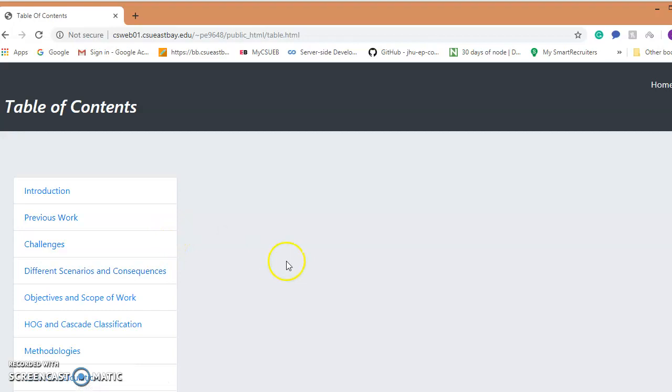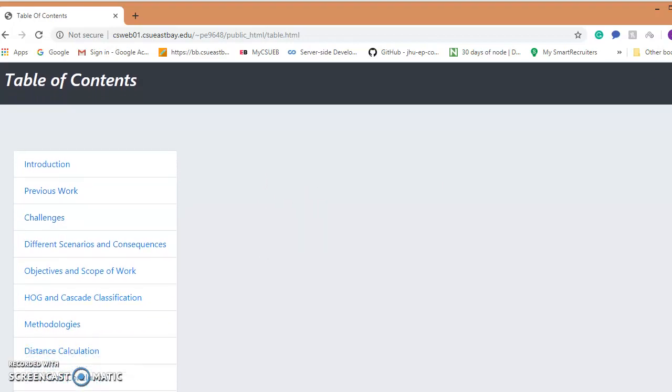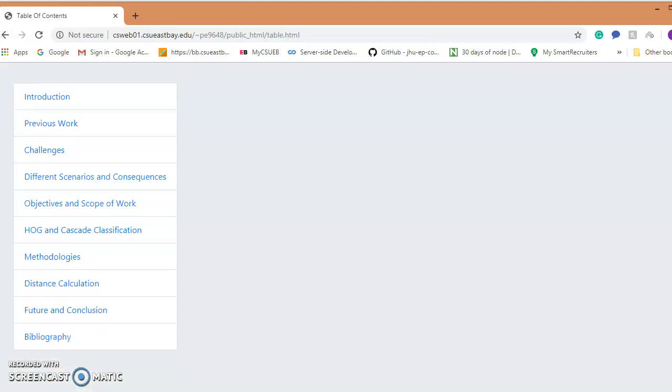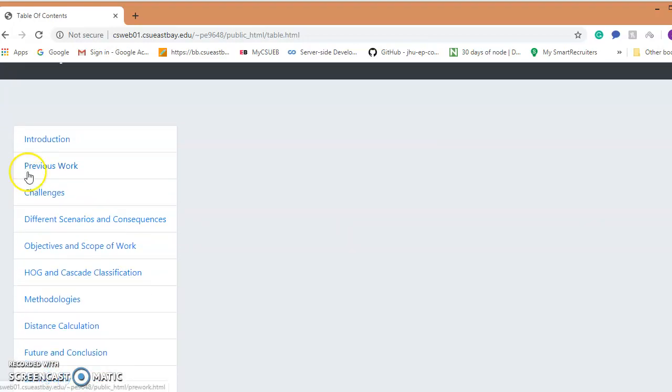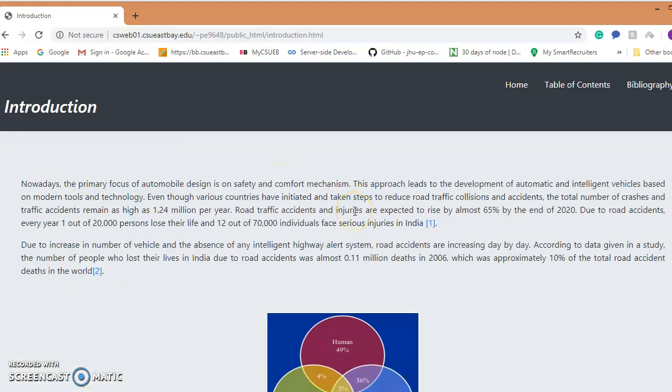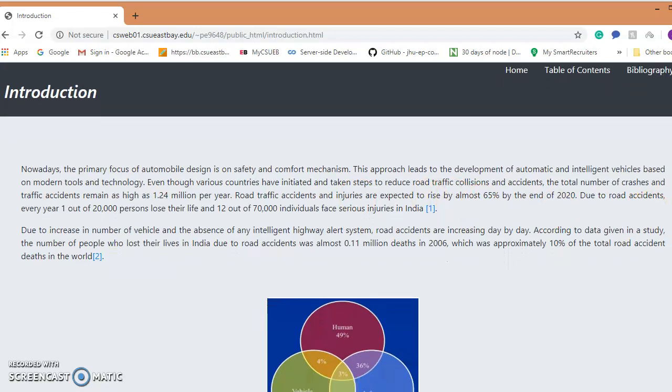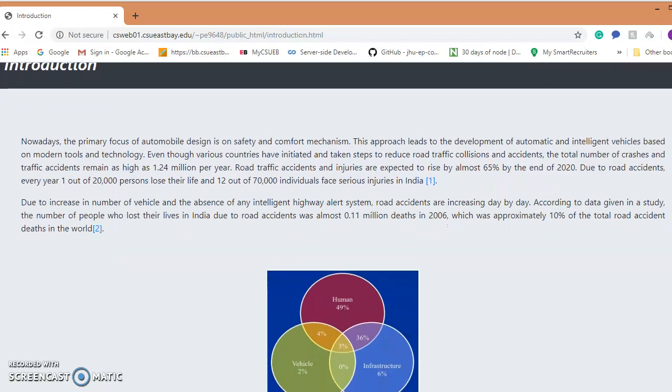So this is the table of contents. Let's start with the introduction part. Nowadays the primary focus of automobile design is on safety and comfort mechanisms. This approach leads us to the development of intelligent vehicles based on modern technology.